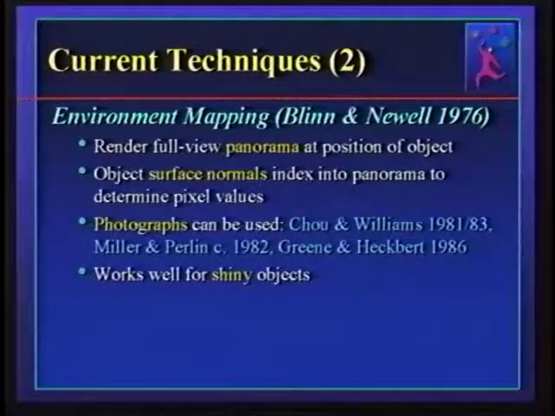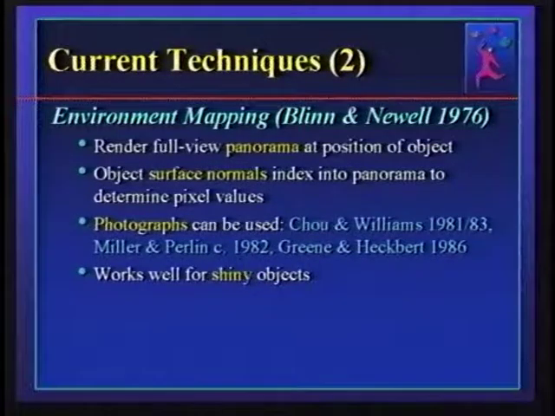There's a very significant technique called environment mapping, which was shown in Blinn and Newell 1976, where if you are able to render a full view panorama at the position of where your new object should go, you can then use the surface normals of the object to index into this full view panorama to grab pixel values. You can also do this with photographs, and there was a number of pieces of work in the 80s that showed how this could be done.